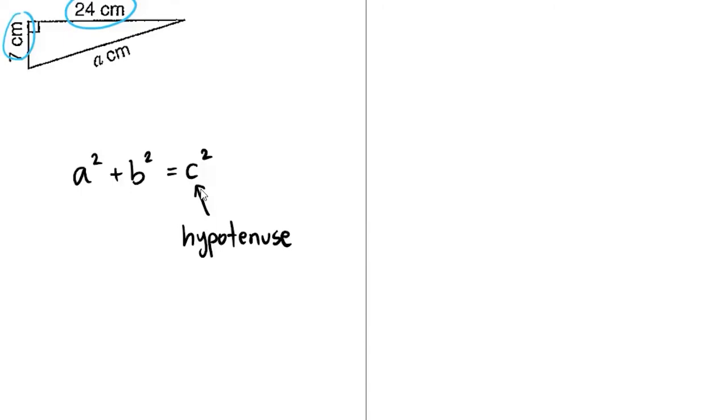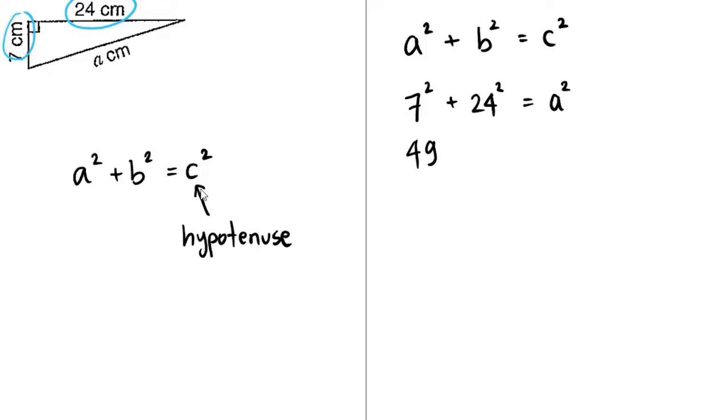Now to solve this problem, let me write Pythagoras' theorem up here. Since c is the hypotenuse, or the longest side in this triangle, then c would be a squared. And the other two sides of this triangle would be 7 squared plus 24 squared. Now I'm going to simplify the left hand side of this equation. 7 squared is 49, 24 squared is 576. That is equal to a squared. Sum up the left hand side, that is 625, that is a squared.